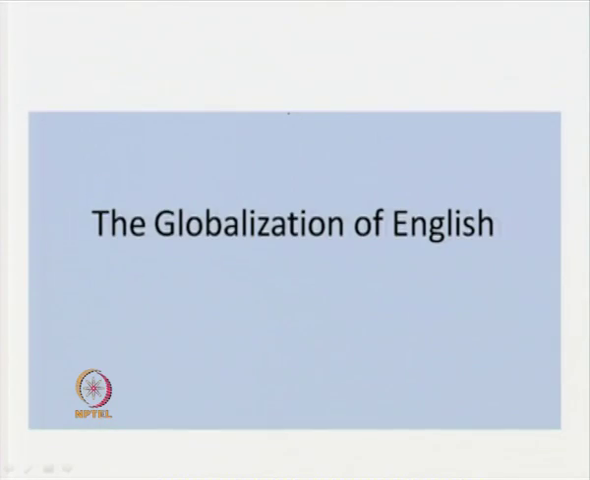Well, the topic of today's lecture is related to the last lecture, and our lecture today is entitled The Globalization of English, and let's see what we have in store today. There are definitely so many ways in which you can talk about English as a global language. You can talk about how English historically became a globalized language.